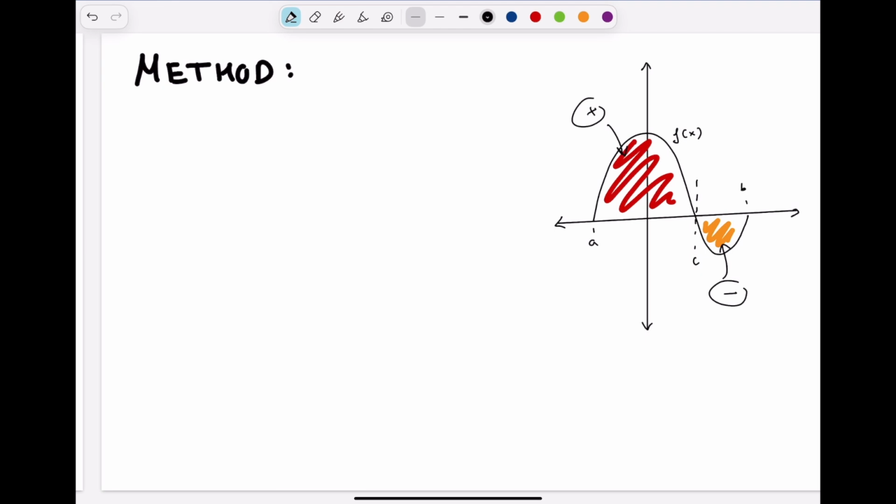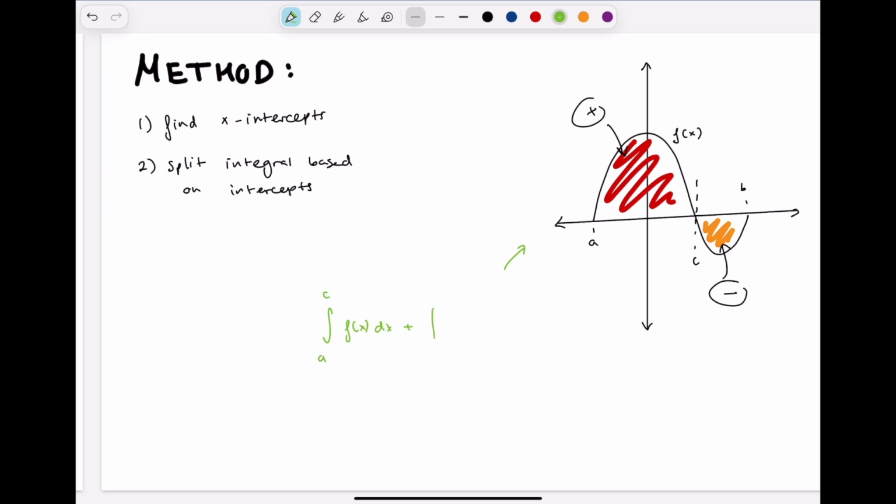So let's call our x-intercept c, and the first step is going to be finding all of our x-intercepts. And so now we can split our definite integral into different parts, so we can split the negative parts from the positive parts so that in the end we can add their absolute values. So in this case right here, I would do the definite integral from a to c of f of x dx plus the absolute value of the definite integral from c to b of f of x dx.